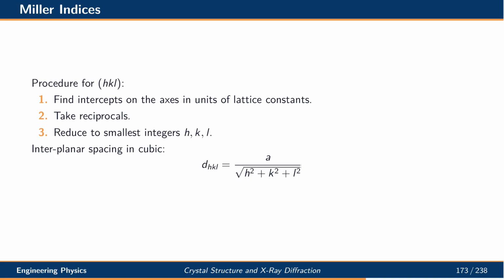Miller indices identify crystal planes systematically. Find the intercepts of a plane on the 3 axes in units of lattice constants. Take their reciprocals, then reduce to the smallest integer triplet. These 3 integers h, k, and l label the plane. For cubic crystals, the interplanar spacing is given by the lattice constant divided by the square root of h squared plus k squared plus l squared. This indexing system is essential for diffraction analysis.